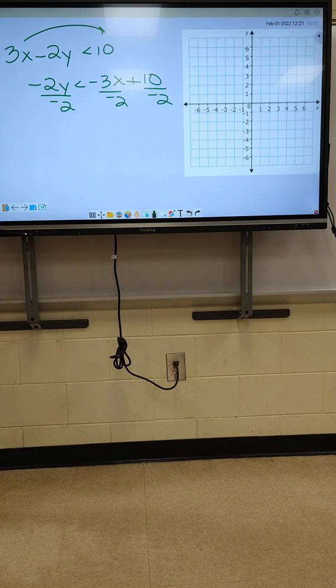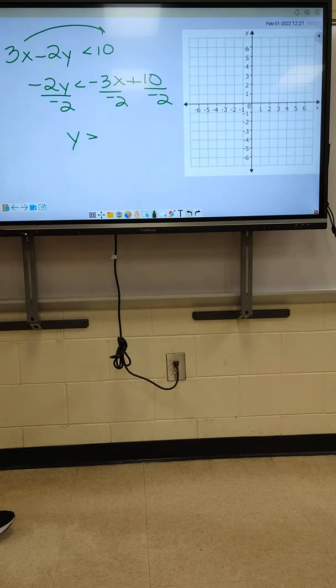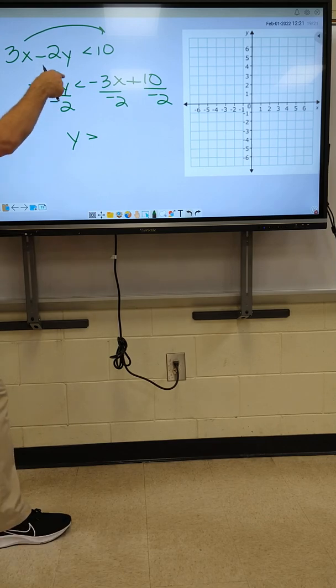Now, I've got to show you one more thing, and you all had this last year. I've got to flip my inequality on this one. When do I have to flip it? Anytime you multiply or divide by a negative number, you have to remember to flip it. We're dividing by a -2, so I've got to flip that from less than to greater than.